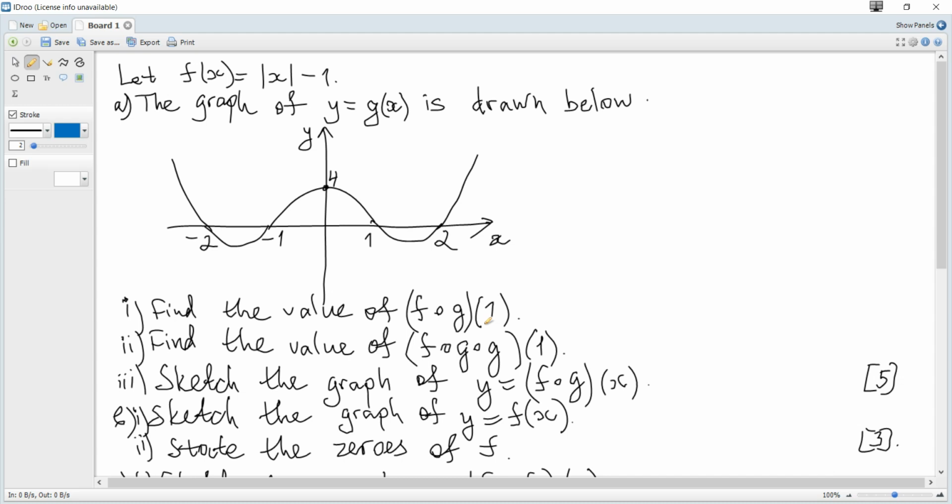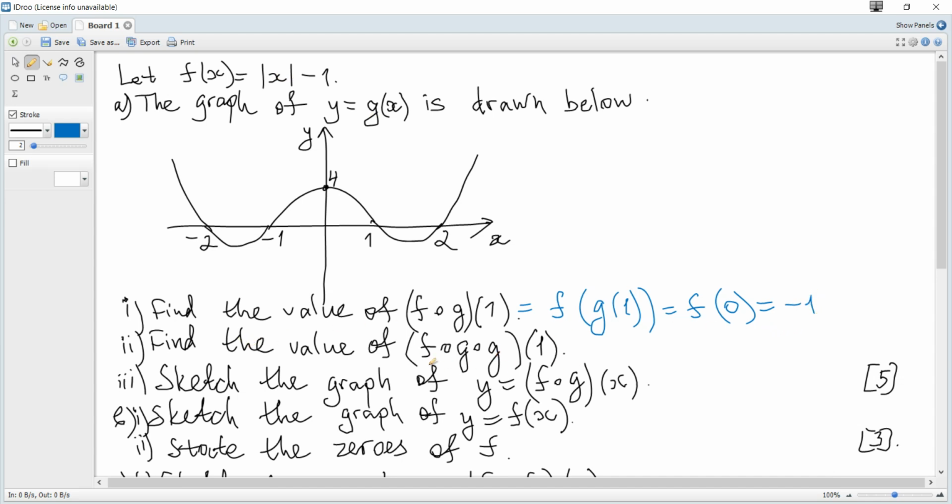Let f of x be the absolute value of x minus 1. The graph of y equals g of x is drawn below. Find the value of f of g of 1. So it's a composite function, f of g of 1, and g of 1 is 0, so we need f of 0. Substituting 0 for x into f, we get 0 minus 1, so it's negative 1.